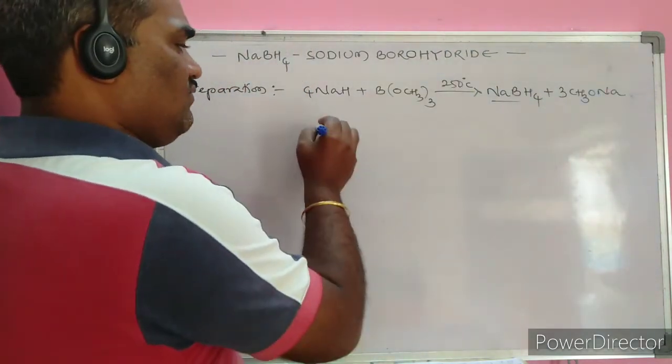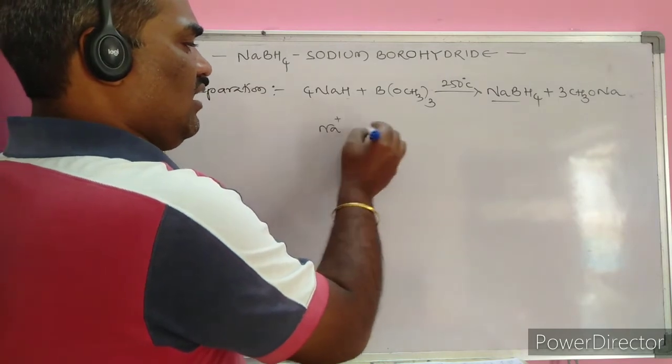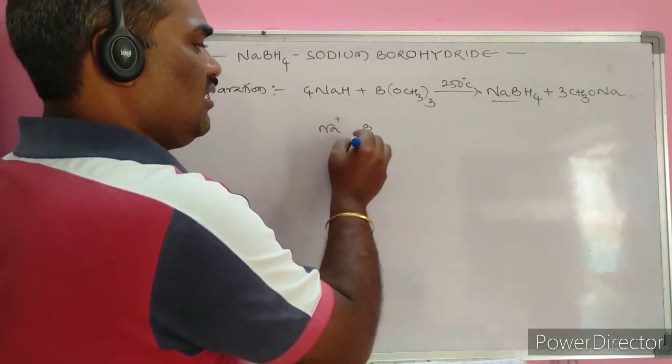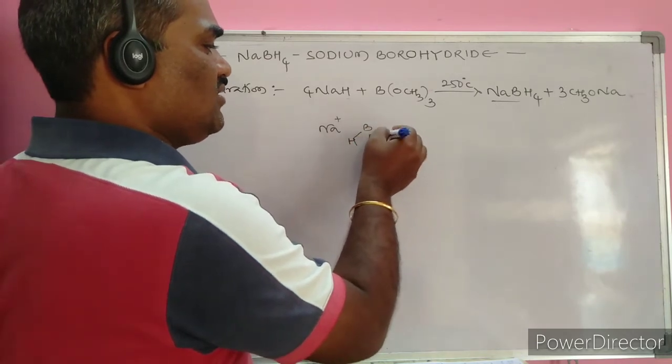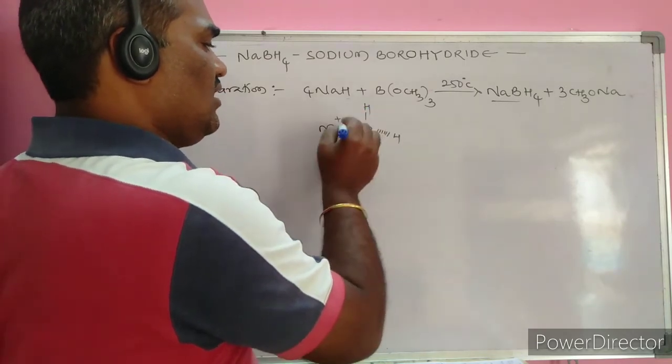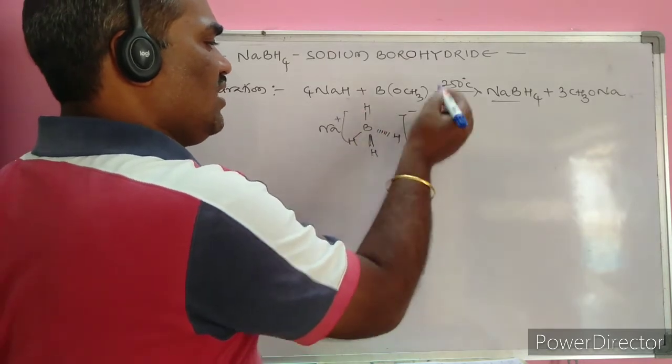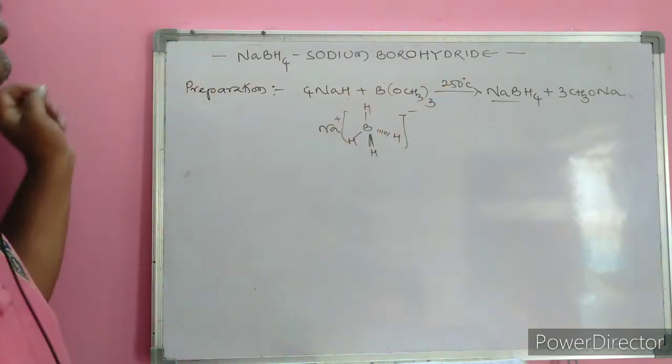As far as the structure of sodium borohydride is concerned, Na plus, B, H, with the wedge representation and the dash representation, and one hydrogen atom, where the magnitude of the charge is minus: sodium borohydride.